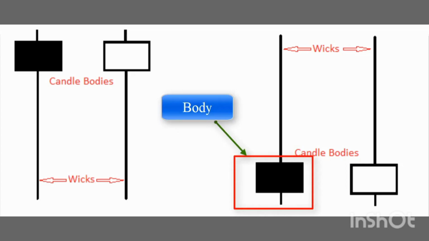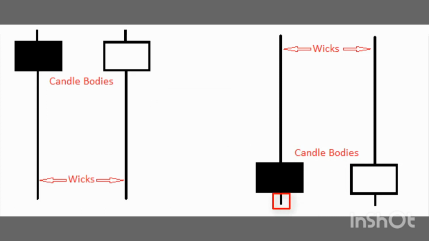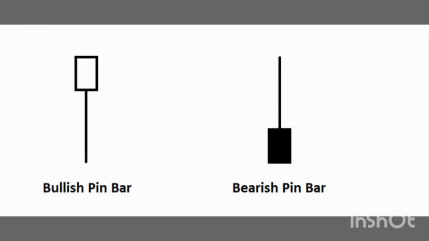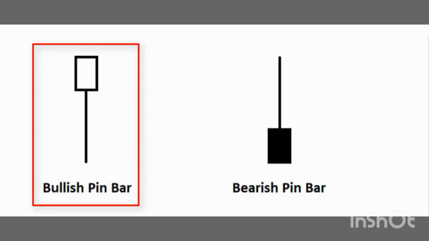So look at that candle. This is the body of the candle. We call it the body of the candle. That's the tiny wicks. That's the wicks. So we have two types of pin bars. We have bullish pin bar, we have bearish pin bar. And let's dive into bullish pin bar.